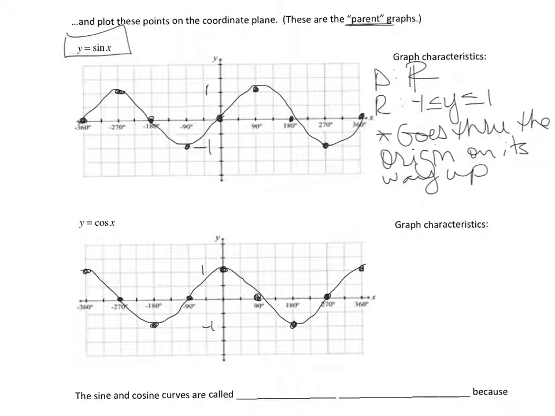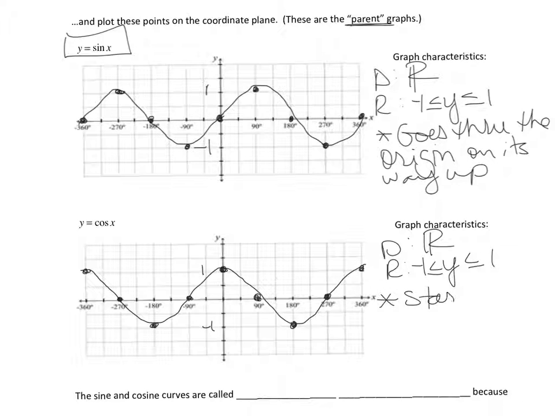And this is what the cosine graph looks like. Has a lot of similar characteristics as sine. It has the same domain and range, all reals for the domain. The range, the y values go between 1 and -1. This graph does not go through the origin, and you'll notice here the y-intercept is 1, so cosine starts out at a high point, and that's an important point to distinguish it from the sine curve.